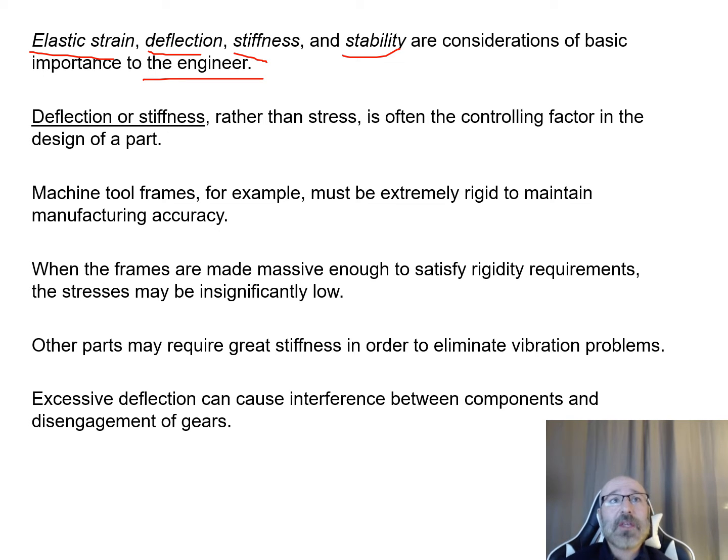So as we're looking at this, one of the things we want to talk about here is deflection versus stiffness. If we're dealing with deflection or stiffness, rather than our stress, it's often the controlling factor in the design of a part. So as we're thinking about deflection and stiffness and how those two are related, rather than looking at our stress, one of the things that we want to consider is one's easier to measure than the other, especially if we're talking about experimental data.